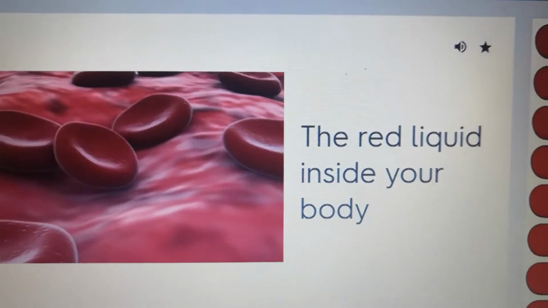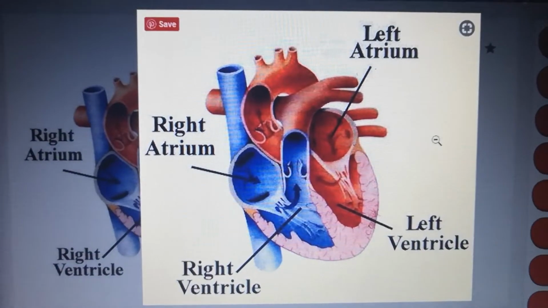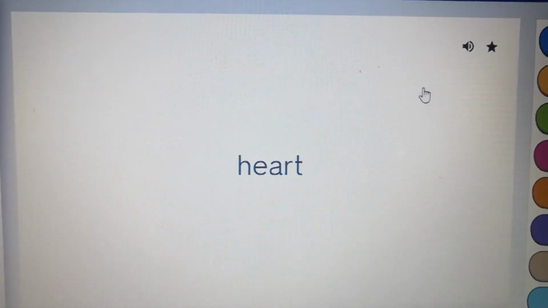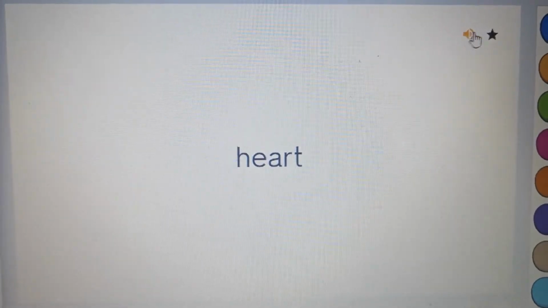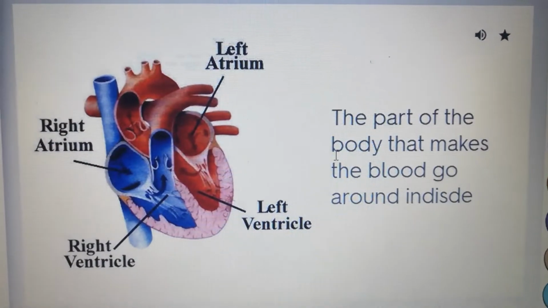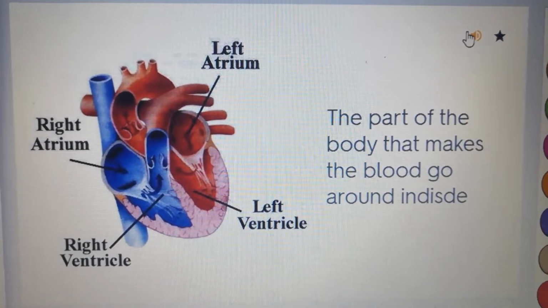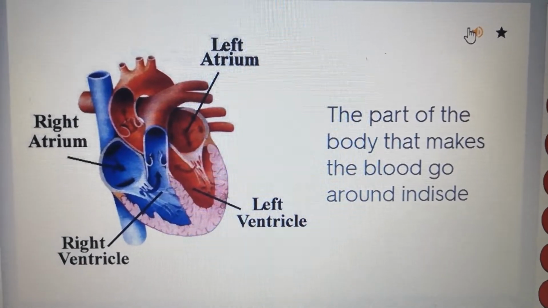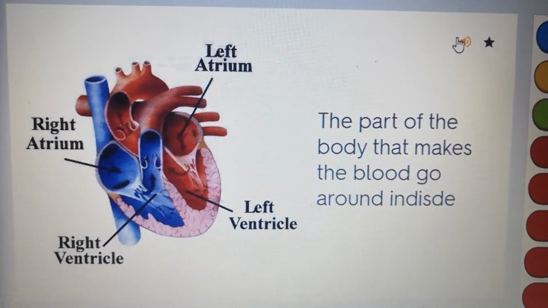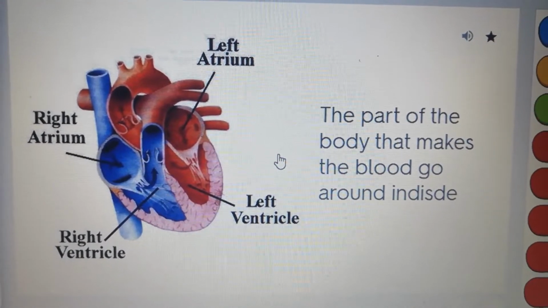Now let's go to the next word. Look at this picture. What is this word? This word is heart. Heart. Say the word again. Heart. This is the picture of the heart. What is a heart? It is the part of the body that makes the blood go around inside. So this is a heart.